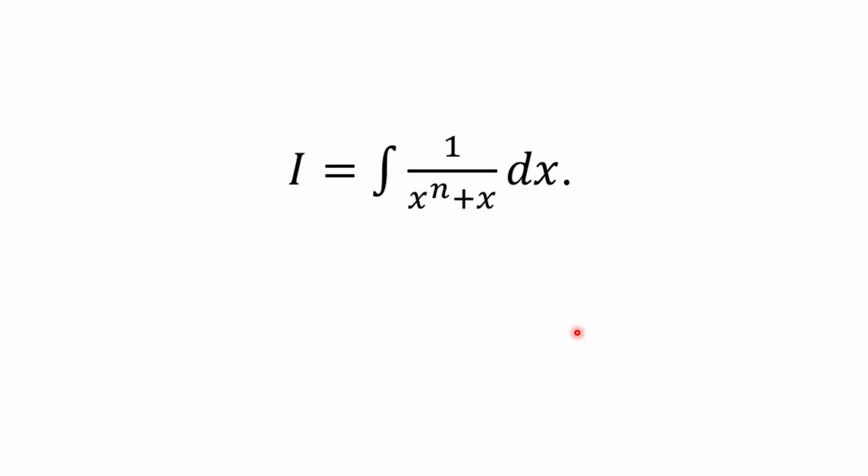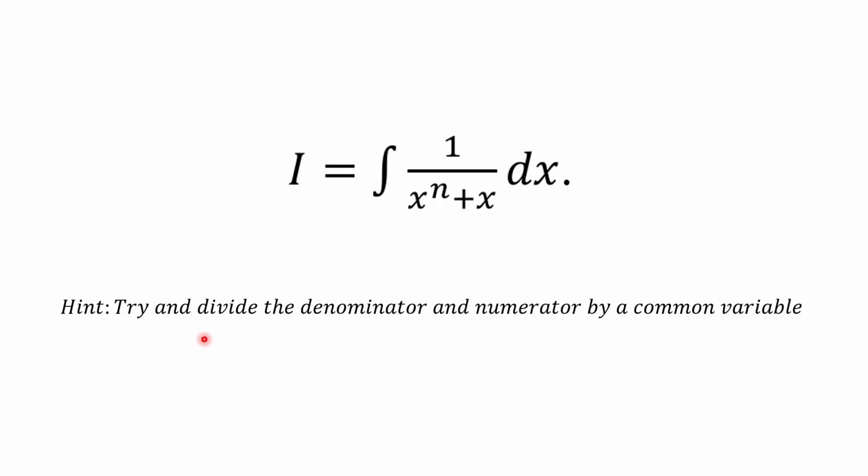So I actually prepared a hint to try and find this sneaky trick. So I'm just going to pause now for a moment for anyone who wants to try the integral without a hint before I show the hint. Cool. So the hint I prepared is to try and divide the denominator and numerator by a common variable. So I'm just going to wait a moment again, just in case you want to try it with the hint. Cool. So let's get straight into it.